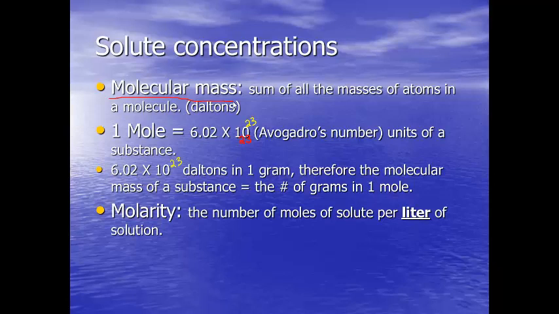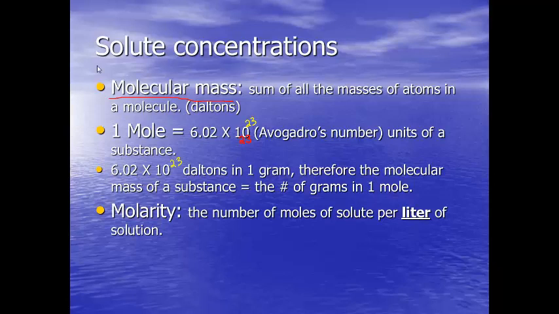Once you figure out the molecular mass of glucose, you take the molecular mass and you measure out that number in grams. So whatever the molecular weight or mass of that object is, you measure out that number in grams. You put that amount of grams in 1 liter of water, and you have just made a 1 molar solution.